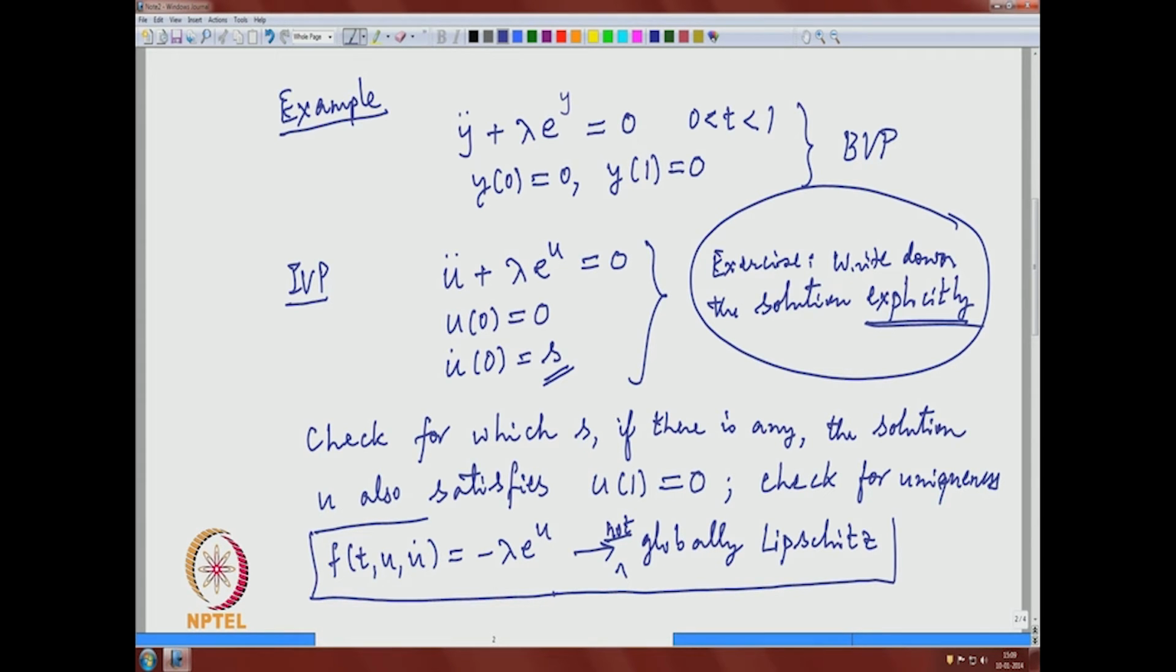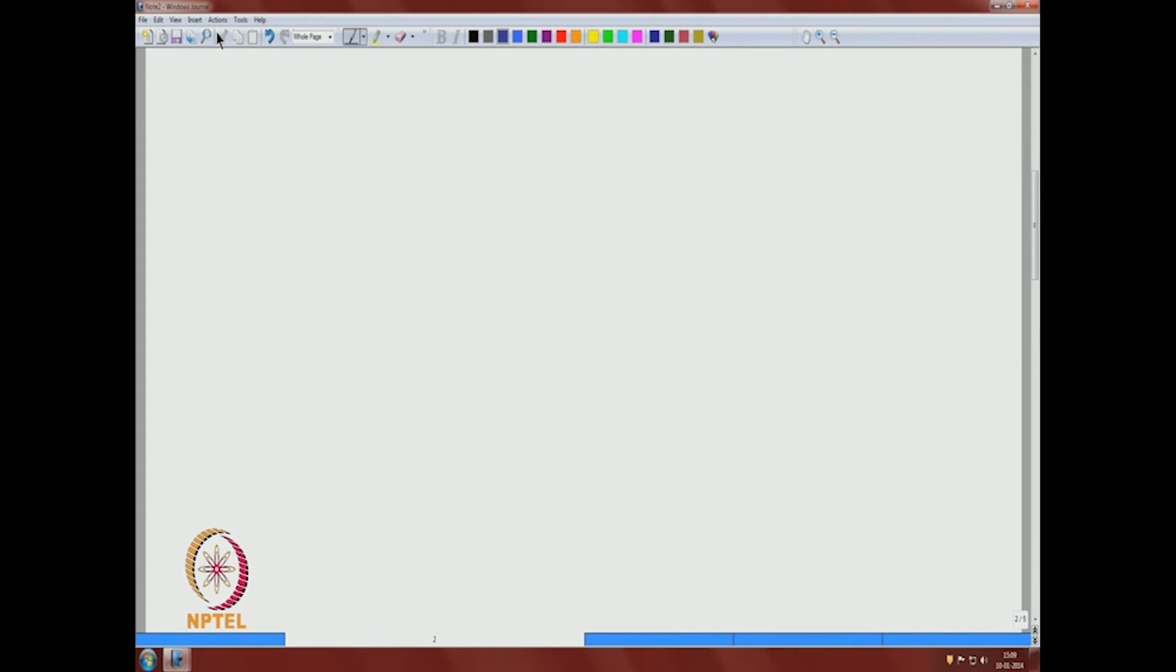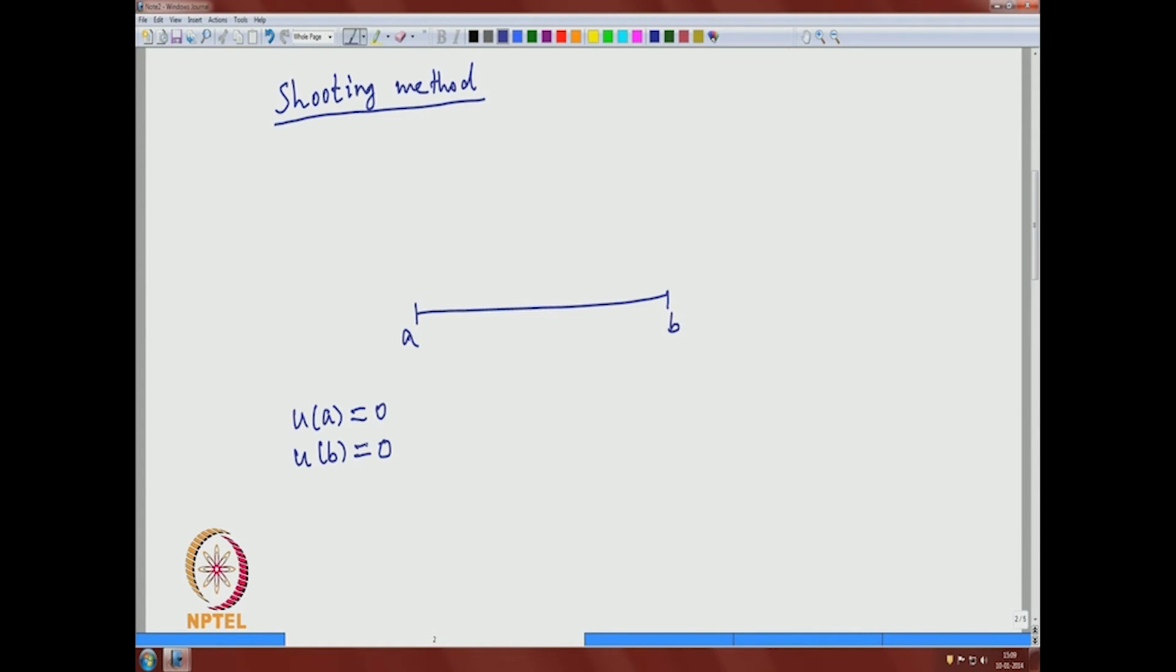And so, let me again continue. That's why this shooting method. So, what is happening? Shooting method, geometric picture. Here this is A, this is B. Let me just take for example a simple thing, u(A) equal to 0, u(B) equal to 0, just for the illustration. So, what we are doing is starting here, but with a velocity, u dot of A is equal to S.